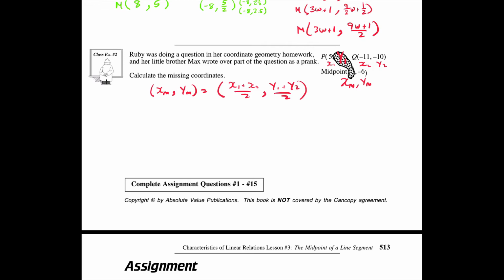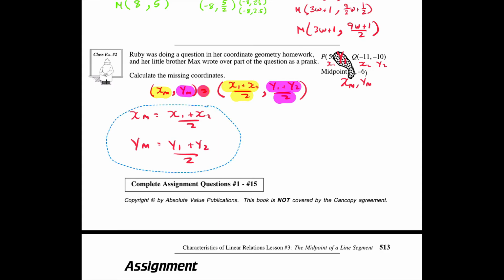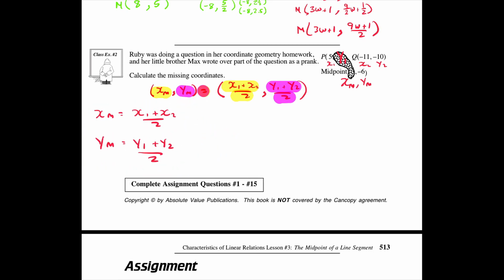Now, one thing you can do with this formula is break it up. Just consider the x to be one formula and the y to be the other formula. So the x midpoint is going to be x1 plus x2 divided by 2, and the y midpoint is going to be y1 plus y2 divided by 2. And once we calculate everything, we can put it together in an ordered set.